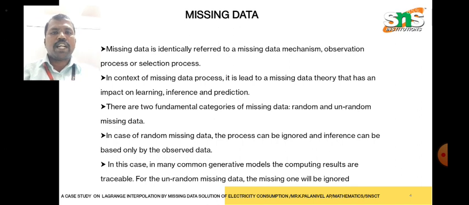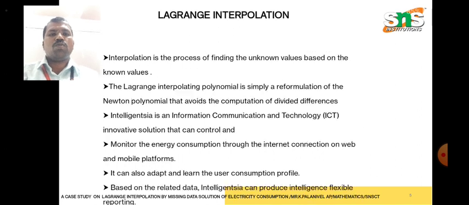In case of random missing data, the process can be ignored and inference can be based only on the observed data. In this case, in many common generative models, the computing results are tractable. For the non-random missing data, the missing one will be ignored.